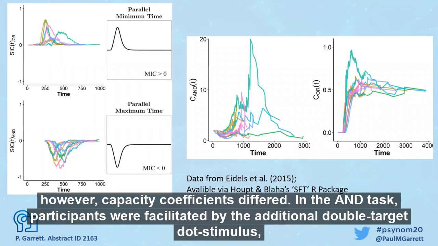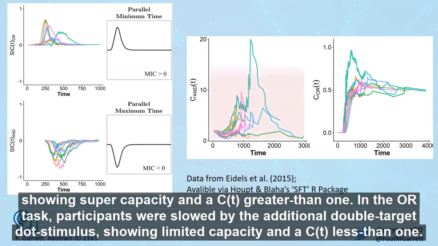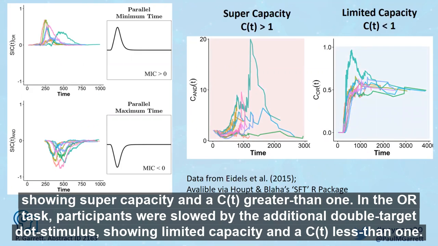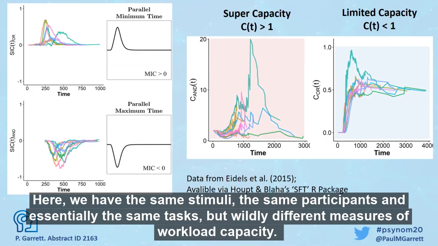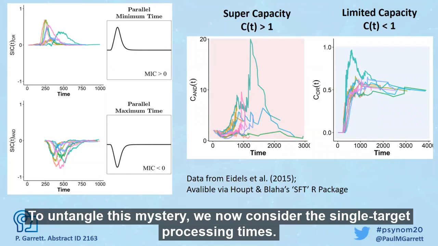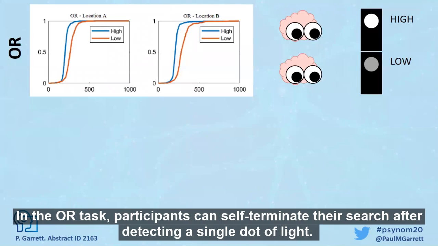In the AND task, participants were facilitated by the additional double target dot stimulus, showing supercapacity, and a C_AND(t) greater than 1. In the OR task, participants were slowed by the additional double target dot stimulus, showing limited capacity and the C_OR(t) less than 1. Here we have the same stimuli, the same participants, and essentially the same tasks, but wildly different measures of workload capacity. To untangle this mystery, we now consider the single target processing times.